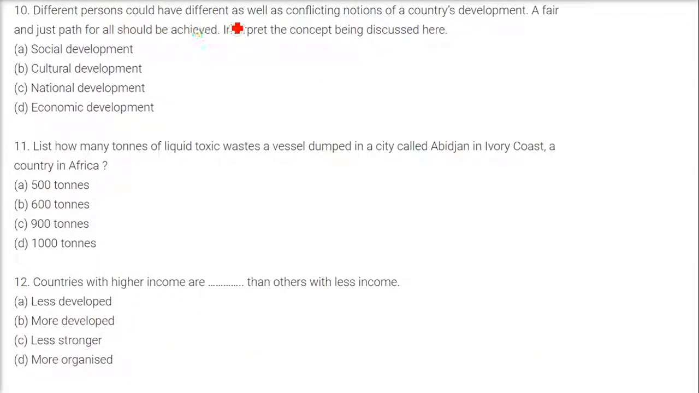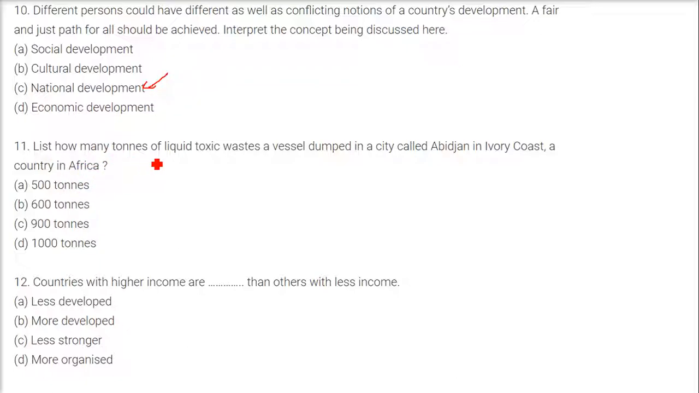Different persons could have different as well as conflicting notions of a country's development. A fair, just path for all should be achieved. Interpret the concept being discussed here. The answer is national development.